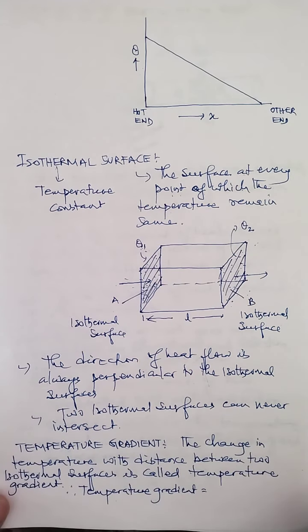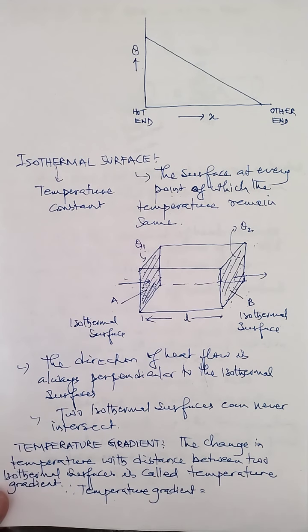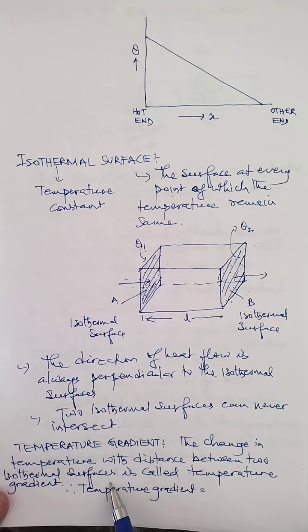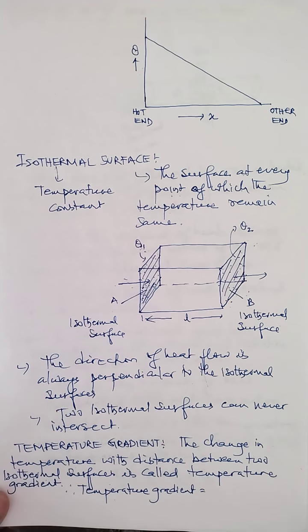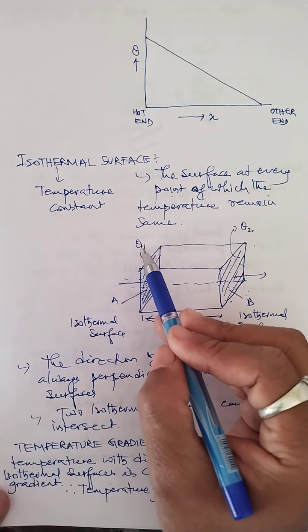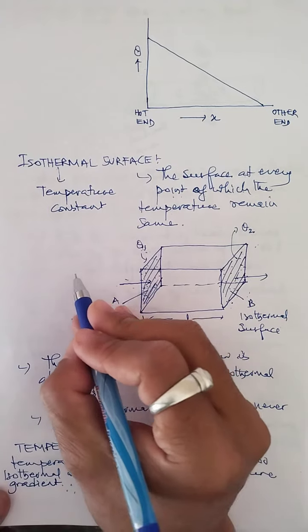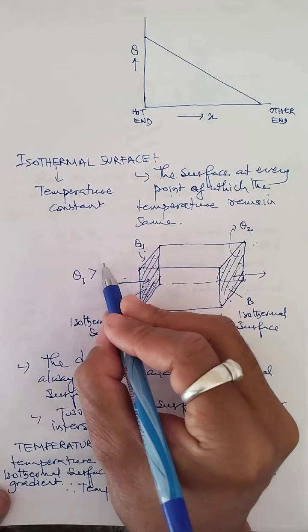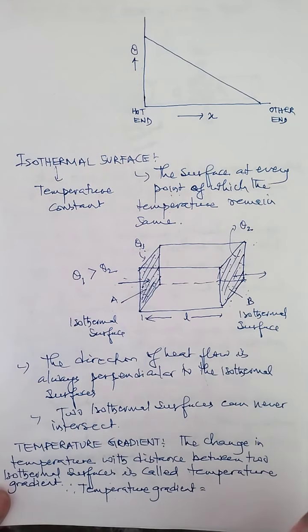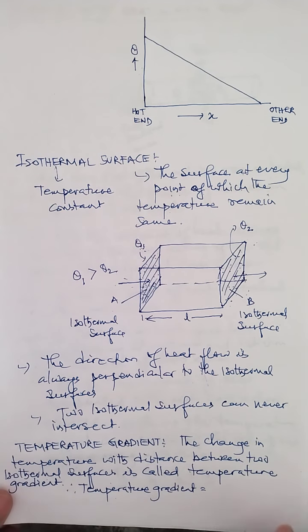So children, whatever explanation I made for temperature gradient, I have written in the form of a statement saying that the change in temperature with distance between two isothermal surfaces is called temperature gradient. So with respect to this diagram, we can measure the temperature gradient. This surface has temperature θ1, this surface has temperature θ2, but heat is flowing from A to B, which means definitely the surface where temperature is θ1 is greater than the surface where temperature is θ2. So temperature is changing with respect to distance, and the distance between the two surfaces is how much? L.